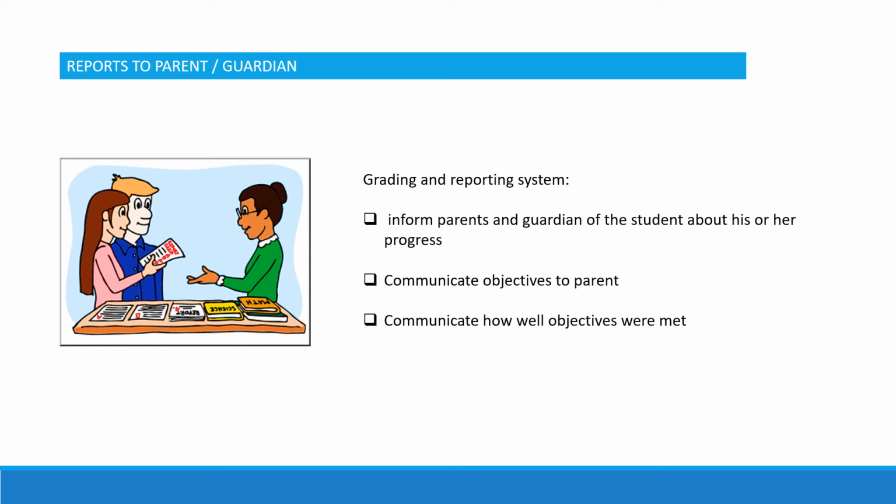Next is communicate how well objectives were met. Of course, it is not just enough to communicate the objectives to the parents. We need to tell the parents what objectives were met by their children and, of course, what are the objectives that are not met by their children so that they could be able to do some adjustments or they could be able to help their children, and the teacher will be able to help the students also to meet those specific objectives as they go along.